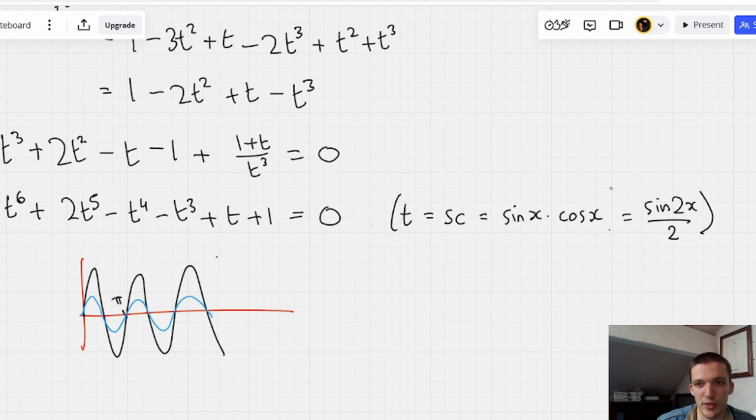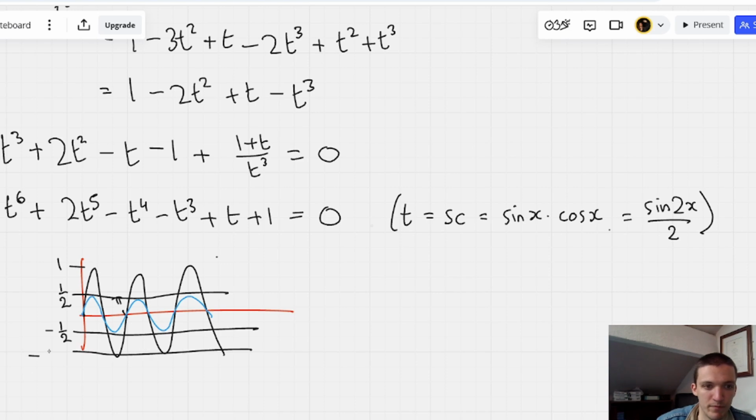So this is sine of 2x over 2. Same frequency as sine of 2x, but the amplitude is halved, which means the maximum value, this peak here, is going to be 1/2, while this is 1. And the minimum value here is going to be minus 1/2, and this is minus 1. So t is actually bounded between 1/2 and minus 1/2.